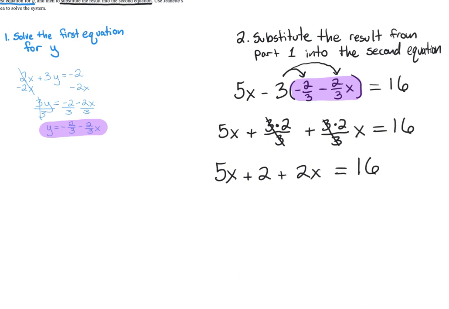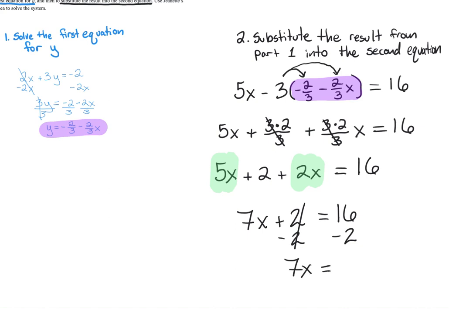Now we're going to combine like terms. So we have our 5x and our 2x, and those are like terms because they both have the same variable to the same power. 5 of something plus 2 of something, that gives us 7x. We haven't combined the 2 with anything, so it's going to hang out. And everything still equals 16. Now we want to isolate x, so we're going to subtract 2 from both sides. Anything minus itself is 0, cancels out. And we're left with 7x is equal to 14.